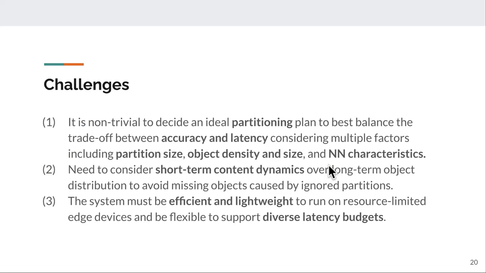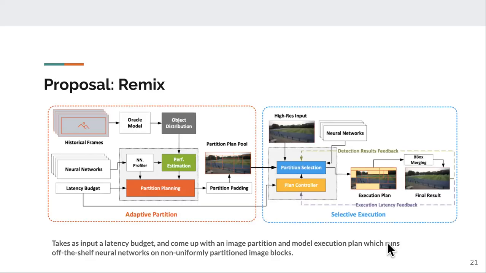So it's non-trivial to design an ideal partitioning plan to best balance the trade-off between accuracy and latency, considering multiple factors, including partition size, object density and size, and neural network characteristics. We also need to consider short-term content dynamics over long-term object distribution to avoid missing objects caused by partitioning. Also, the system must be efficient and lightweight to run on resource-limited edge devices and flexible enough to support diverse latency budgets.